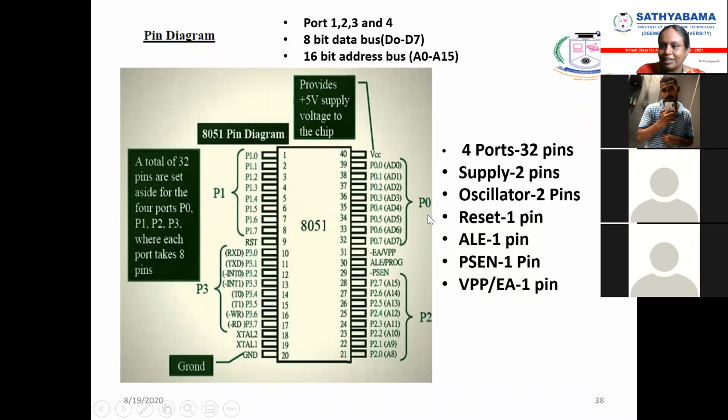Totally 40 pins: 32 pins for ports. 4 ports are there: port 0, port 1, port 2, port 3. Each port has 8 pins, so totally 32 pins. Supply 2 pins, oscillator 2 pins, reset 1 pin. Apart from that, these 3 pins are allocated. Now we will see in detail.